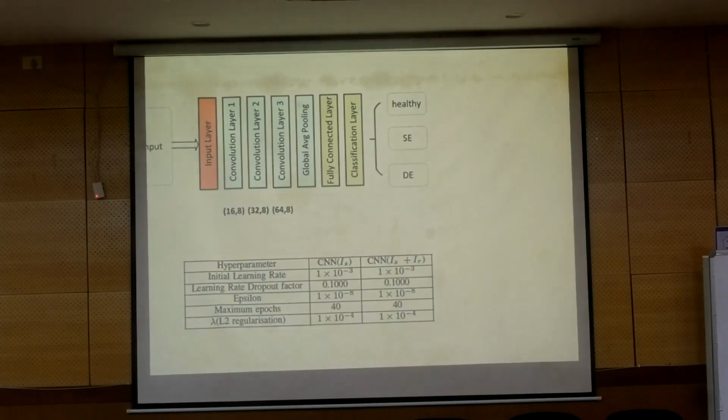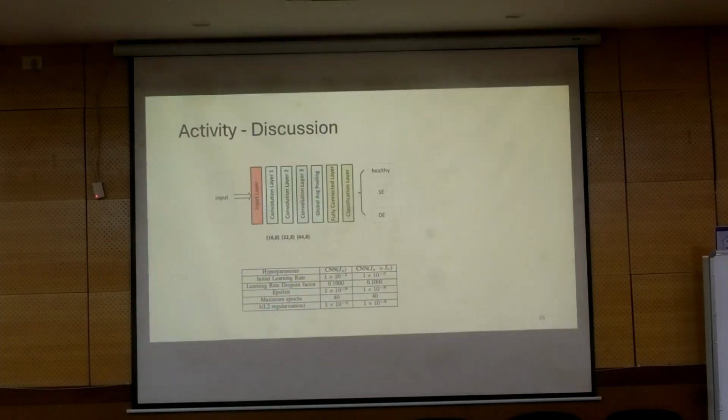So hyperparameters: learning rate, dropout factor, I don't even know what this epsilon means, maximum epochs, regularization. So one thing I wanted to talk about is regularization. Typically in CNN we will not use L2 regularization, although in this work we have used L2. The most common regularization in CNN is L1. We typically want many of the weights to disappear.